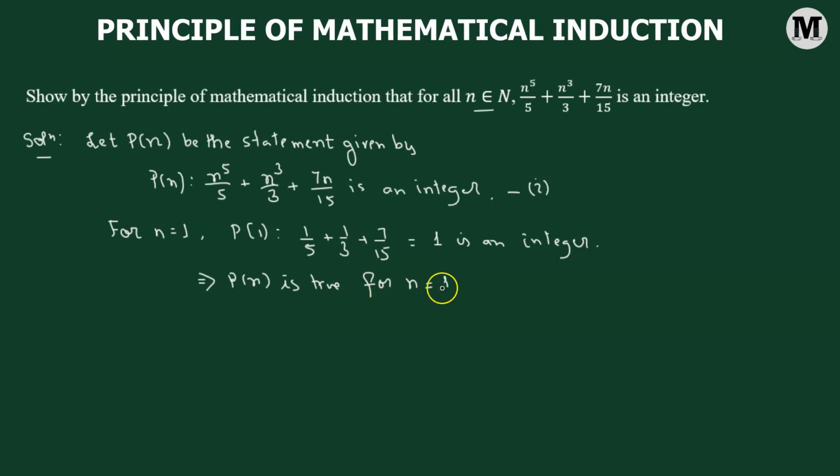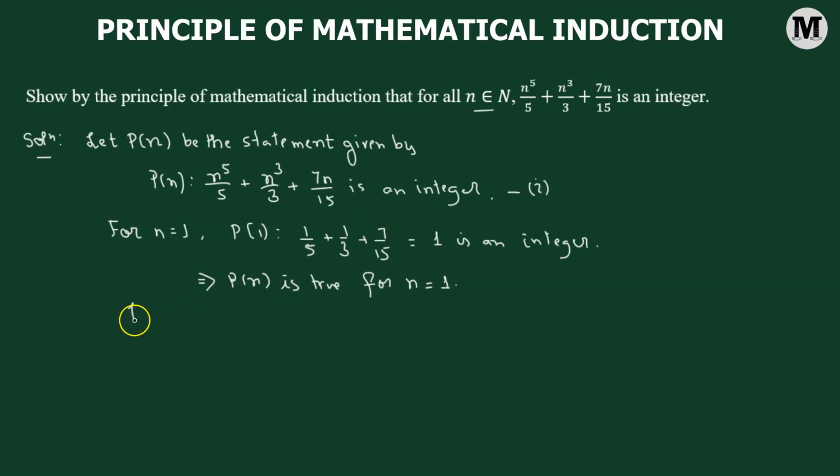Or in other words, our statement P(n) is true for the first natural number. However, we need to show that it's true for other natural numbers as well. Now, instead of plugging in the next natural numbers 2, 3, 4 and the rest, which would be a very lengthy process, we're going to generalize this problem.